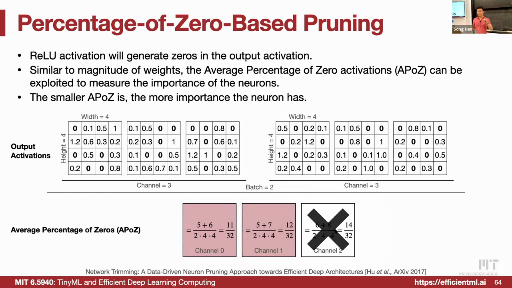And this is done, rather than using a static way for measuring the weight. When we are pruning the weight, you don't have to run any input. You just statically look at the weight. But for the activations, you have to really run a few samples so that you can calculate the average percentage of zeros. So in this case, we run a batch size of 2, and then we calculate the statistics of these 2 samples so that we can calculate the average percentage of zeros.